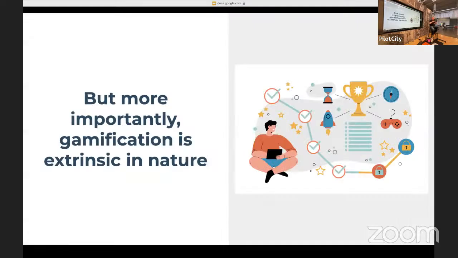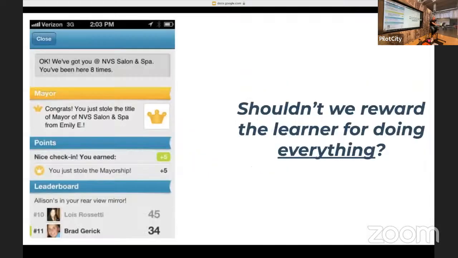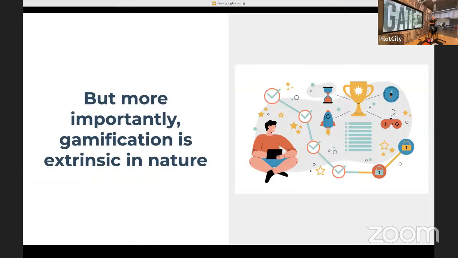But more importantly, gamification is extremely... Has anyone ever heard the terms extrinsic and intrinsic before? Okay, this might be a new one. So an extrinsic reward is something that is external to what we're doing, and an intrinsic is one that's internal.